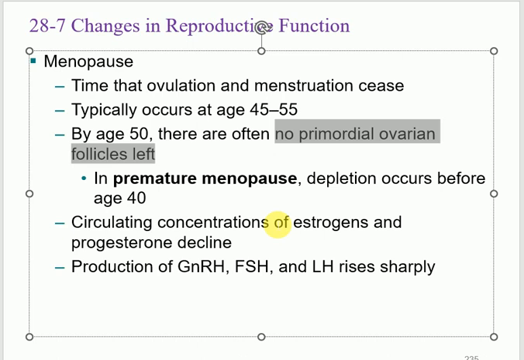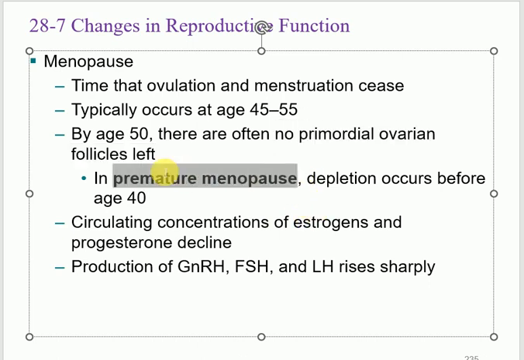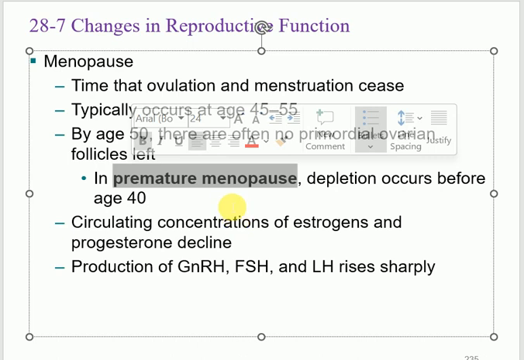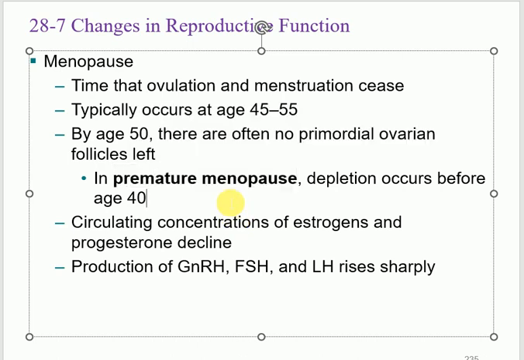Estrogen drops. Sometimes menopause happens between 40 and 50. In some females, the follicles are gone before the age of 40. That's not normal; that's what we call premature menopause. And if that's the case, same thing: estrogen drops, progesterone drops, and by negative feedback, all the hormones that were stimulating this process are going to increase.